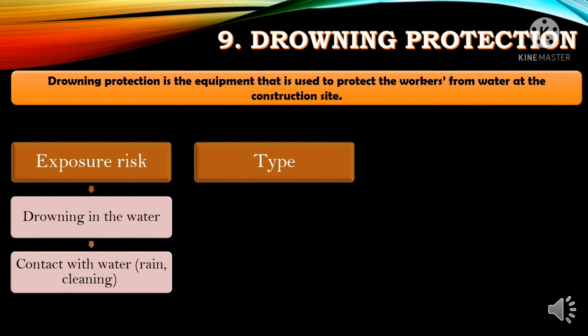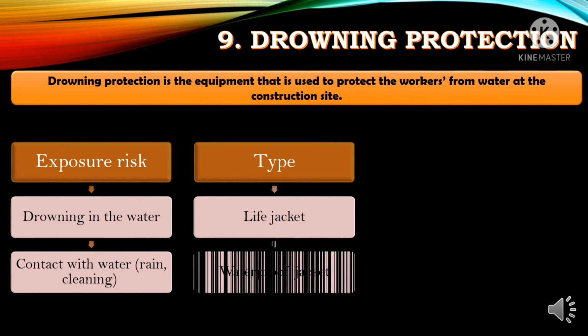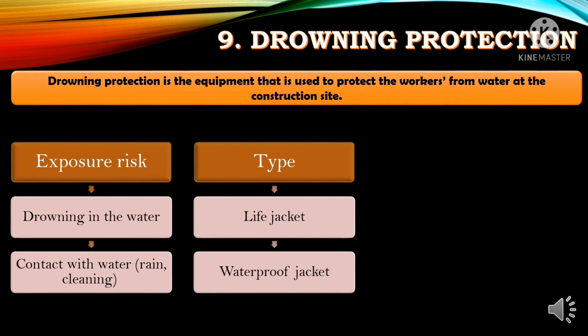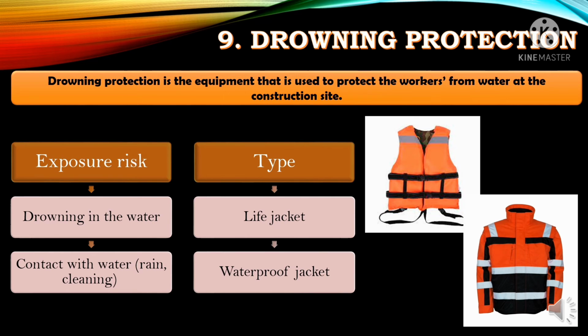There are also two types of drowning protection. The first one is the life jacket, and the second one is the waterproof jacket. The first picture is the life jacket that prevents the person from drowning, and the second one is the waterproof jacket that prevents the workers from contact with water.